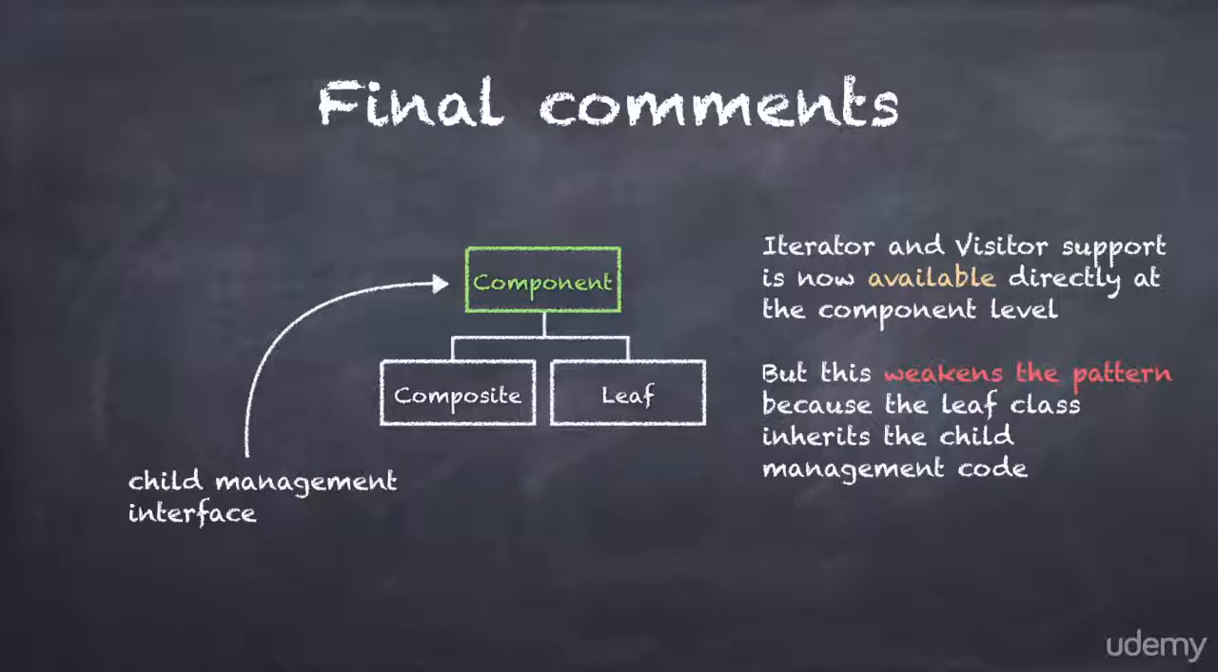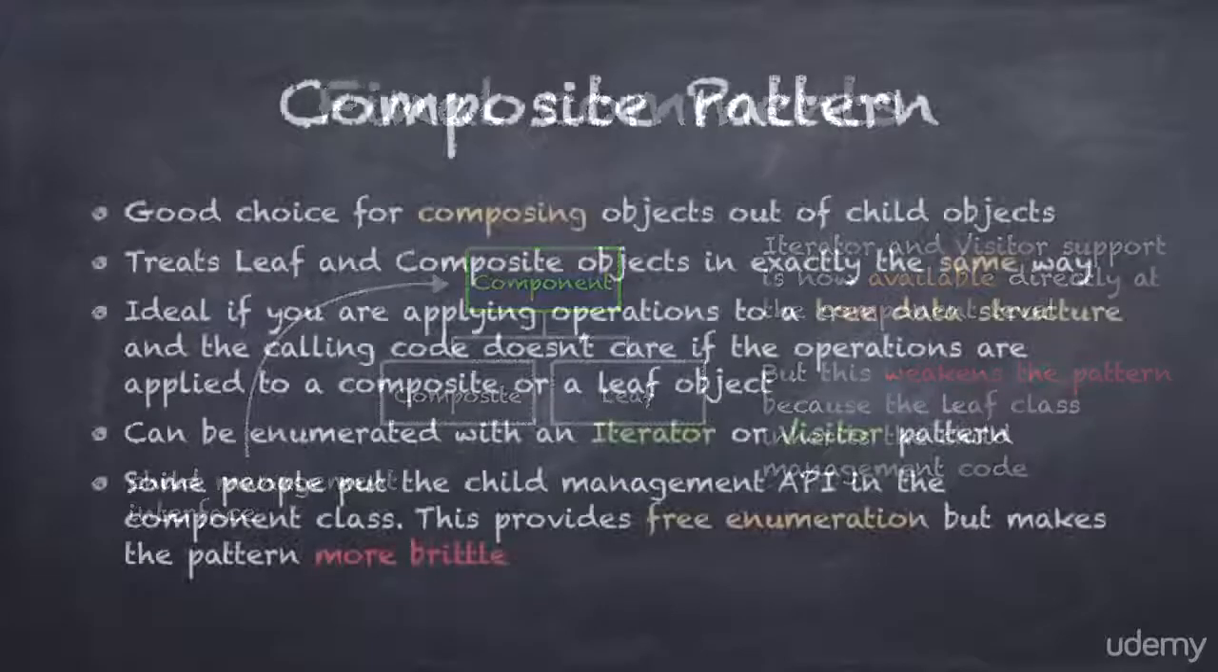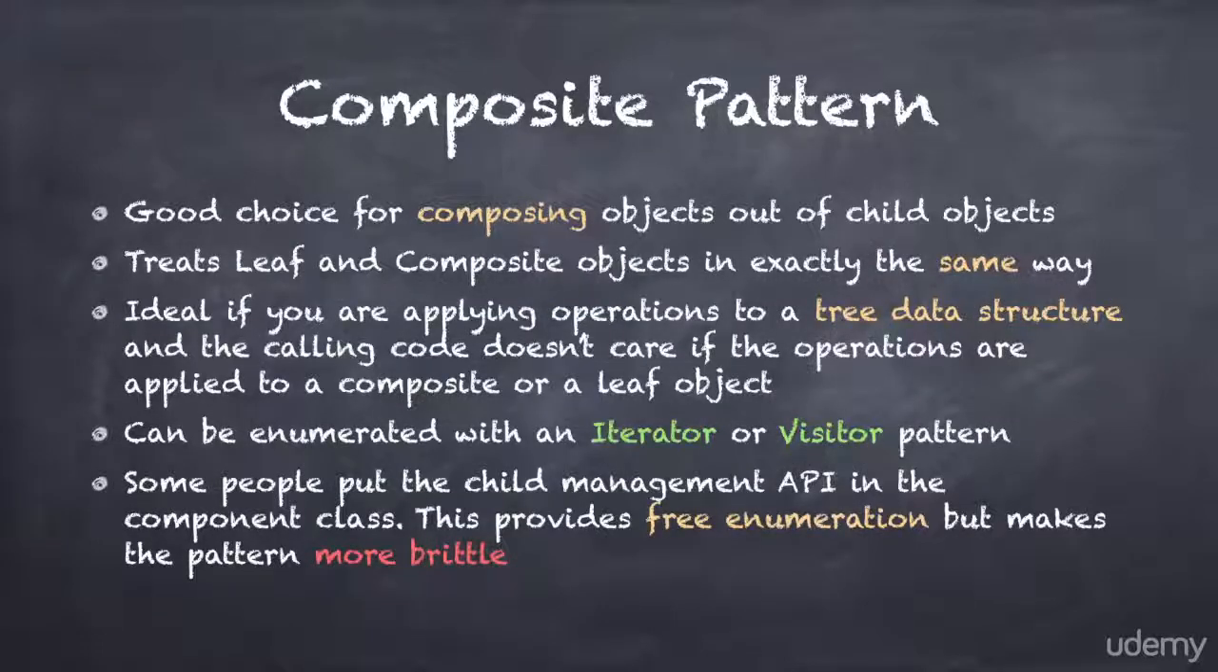Okay, so here's a summary of what we have learned. The composite pattern is a good choice when you want to compose objects out of one or more child objects. The pattern treats individual and composite objects in exactly the same way. The pattern is ideal if you are applying operations to a tree data structure, and the calling code doesn't care if the operations are applied to a composite or a leaf object.